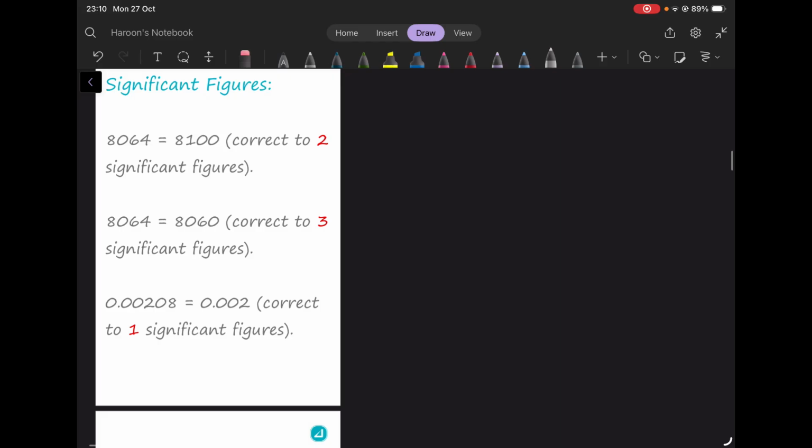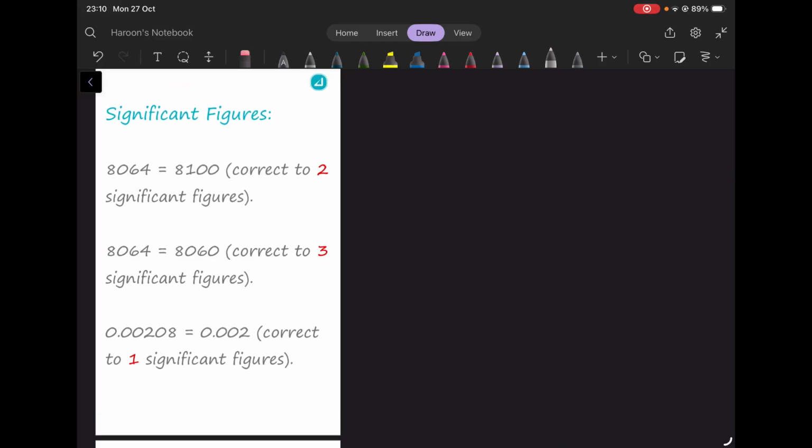Okay, the examples have been given over here, and let's do another example. Let's say we have 0.00208, and the examiner tells us to convert this to one significant figure. Now the zeros on the left side are not significant. The significant figures always start from the first non-zero number, which is this 2. So I'll have a look at the next significant figure, the second one, which would be this 0 over here. This is less than 5.